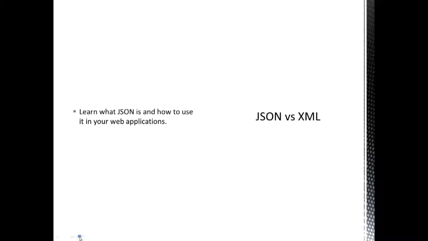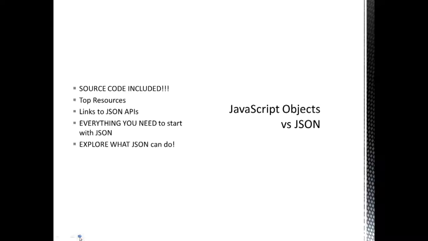In the course, I'm going to show you what JSON is and how to use it within your web applications. We're also going to take a look at JSON versus XML. If you've been using XML to bring data into your applications, try out JSON. It by far exceeds what XML can do. JSON is also human readable, easy to understand, and easy to navigate through in order to get the data and content that you want within your application.